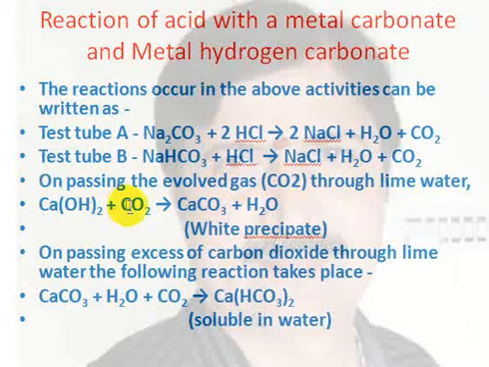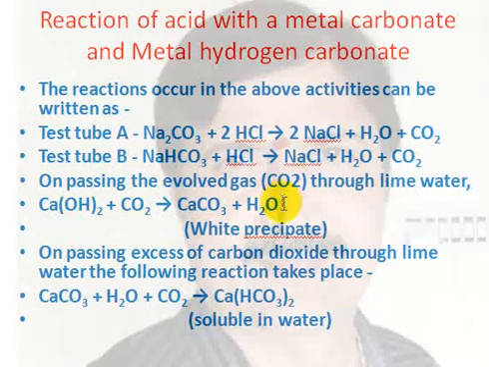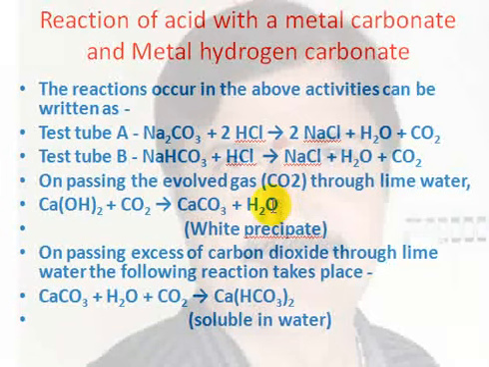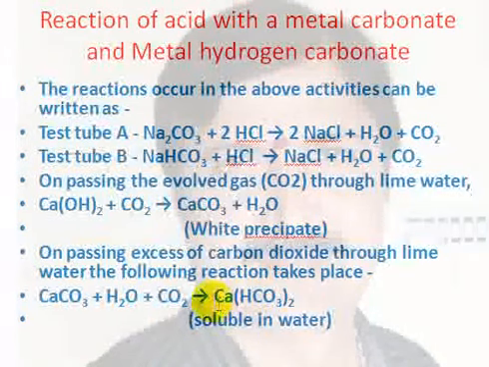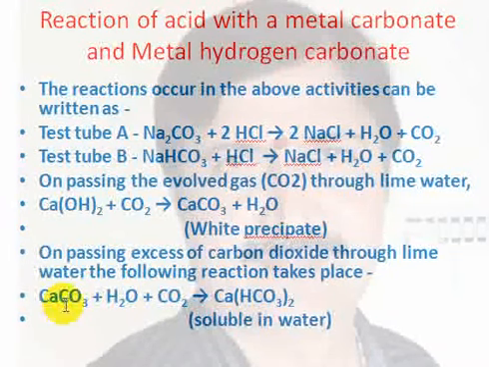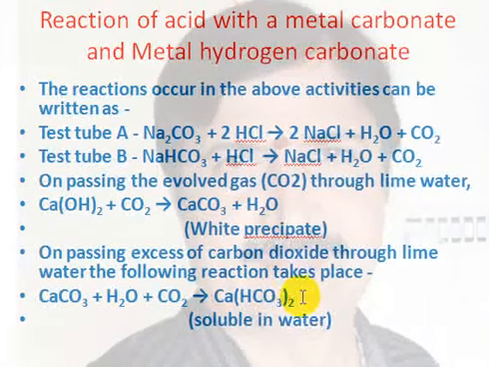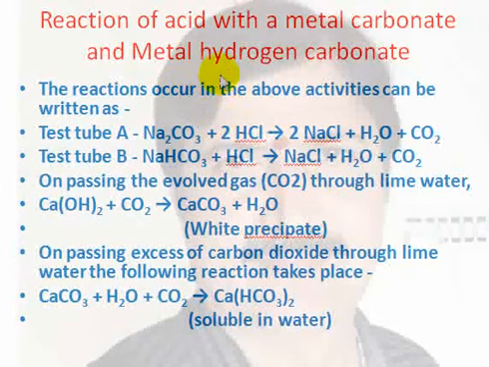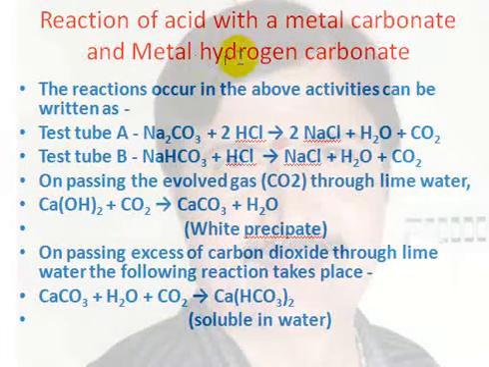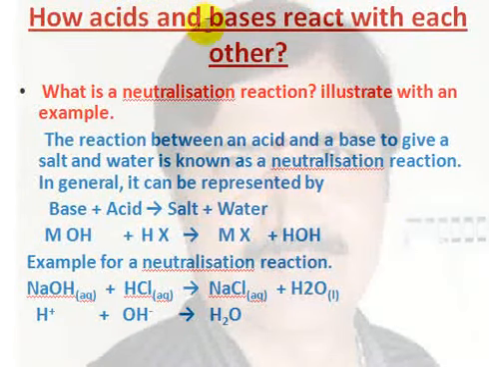This is the lime water. If you pass carbon dioxide, calcium carbonate, a white precipitate, is produced, and along with that water molecules are also produced. But sometimes if the produced carbon dioxide is in excess, then lime water does not turn milky, because instead of calcium carbonate, calcium bicarbonate or calcium hydrogen carbonate is produced, that is soluble in water, so it does not give any color. So this is how the reaction takes place when metal carbonate or metal hydrogen carbonate reacts with acid. Then what happens when acid reacts with bases?